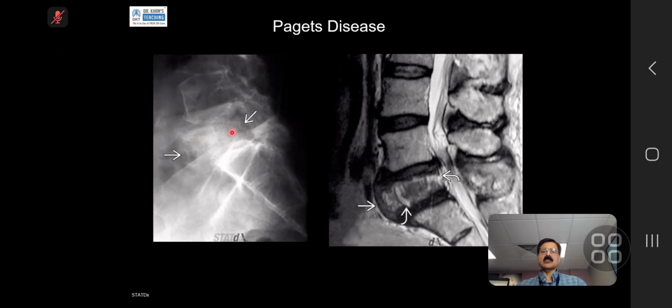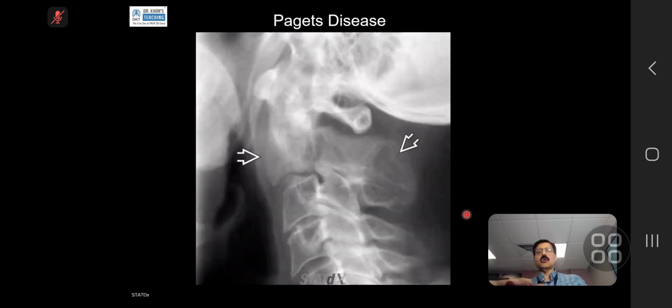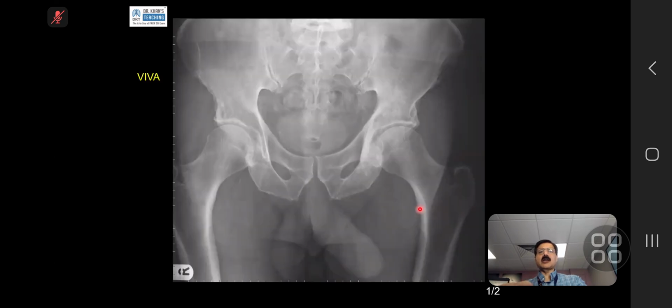This is from StatDx, and this is the same thing where the marrow is fine because this is T1, but the vertebral, look at the AP dimension. So also look at the size. This is another one where the cervical spine, anterior body, as well as the posterior elements are involved.